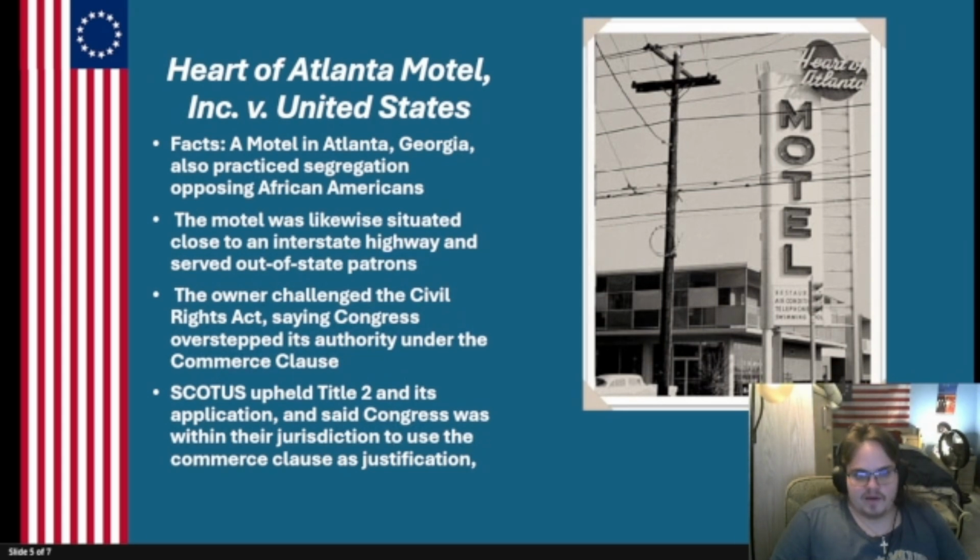And even though the guy's a racist, he has somewhat of a point here, because, like I've previously said, this was definitely not the intended use of the Commerce Clause, and this is definitely an example of Congress using interpretation of the Constitution to extend their powers. So the Supreme Court actually upheld Title II and its application. And remember, Title II is part of the Civil Rights Act of 1964, which forbids segregation in public accommodations. And the Supreme Court also said Congress was within their jurisdiction to use the Commerce Clause as justification.